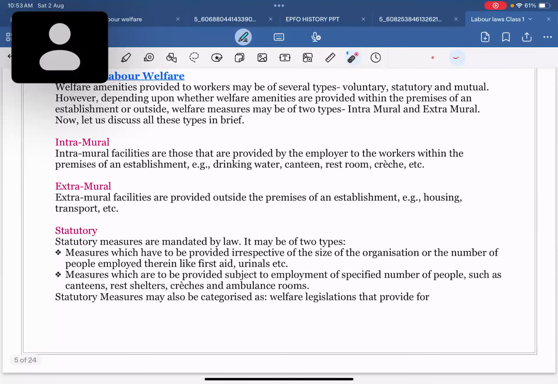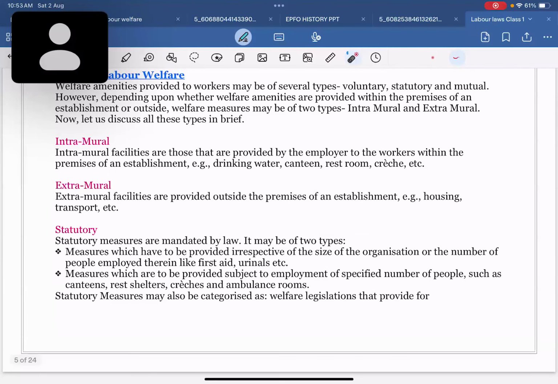Extramural facilities are provided outside the premises of an establishment. Example: housing, transport, etc. Statutory measures are mandated by law. They may be of two types: measures which have to be provided irrespective of the size of the organization or the number of people employed there, like first aid, urinals, etc. So those come under statutory measures.